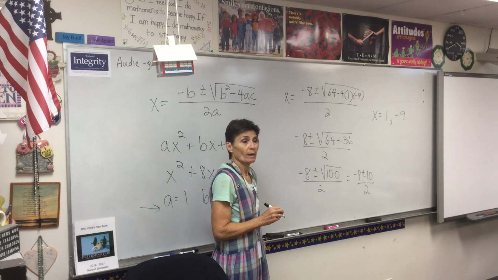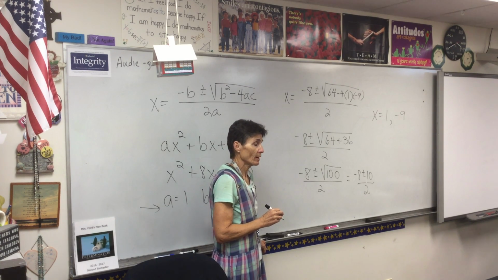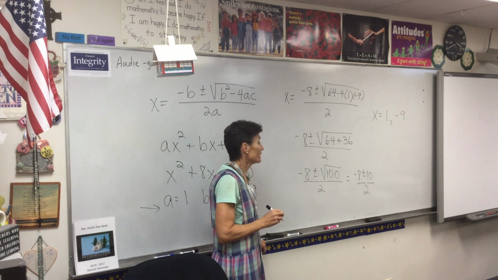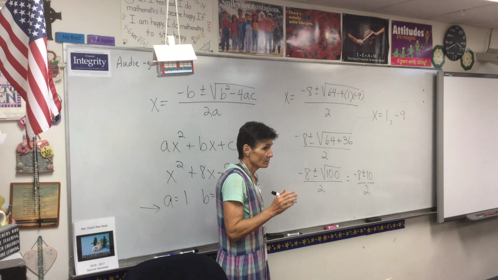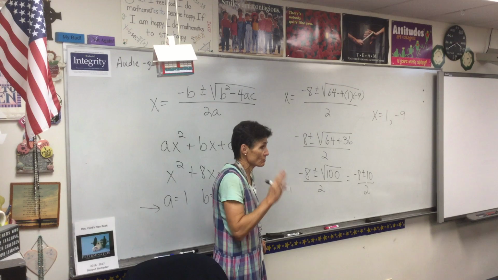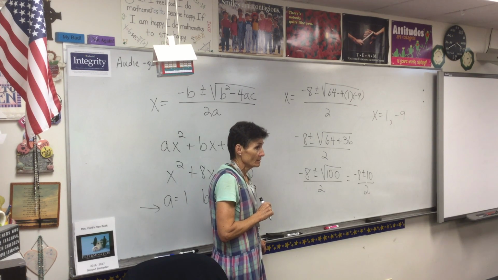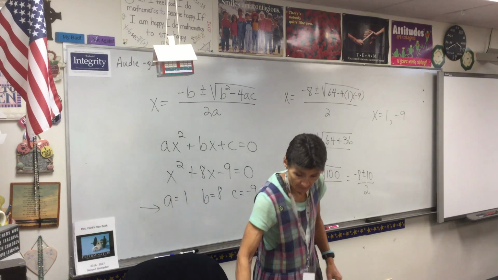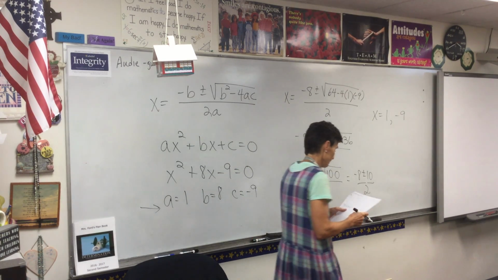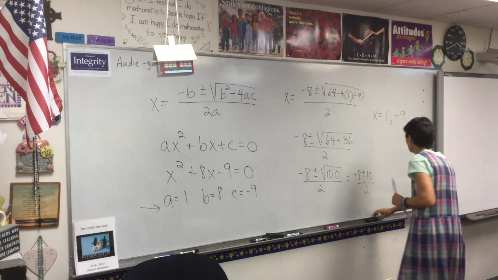What answers would I have gotten if I would have completed the square? 1 and negative 9. What if I would have factored? 1 and negative 9. The answers, it doesn't matter which way you do it. The answers are the answers, right? Alright, try the next one on your own. Quadratic formula. Try B on your own.